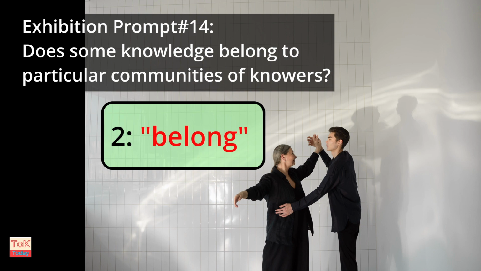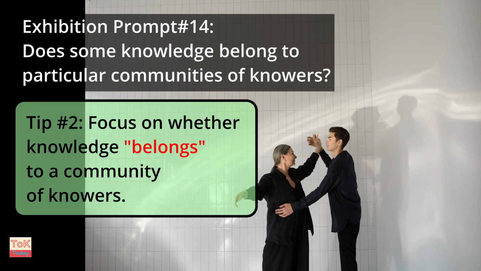Far too often I see commentaries in which students have rewritten the prompt in their head as describe knowledge that belongs to particular communities of knowers. And then their commentary is along the lines of here's something that belongs to this religious group, and here's something that belongs to this national group, and here's something that belongs to this linguistic group. The problem is that they haven't answered the question, does knowledge belong to particular communities of knowers? They've answered a question which is describe some knowledge that might belong to particular communities of knowers. And of course, that's not answering the question, and that means that those commentaries get fairly low marks.